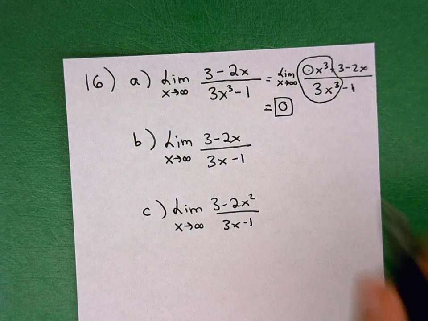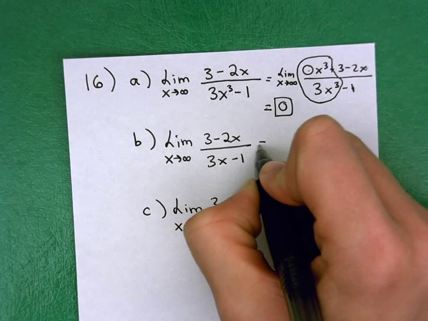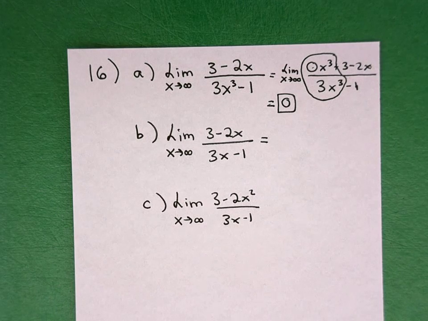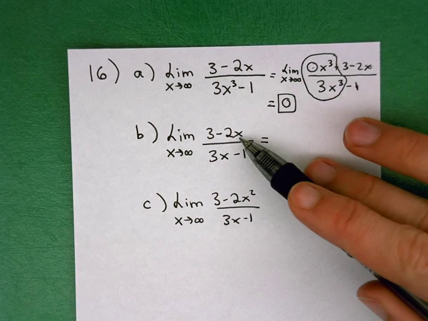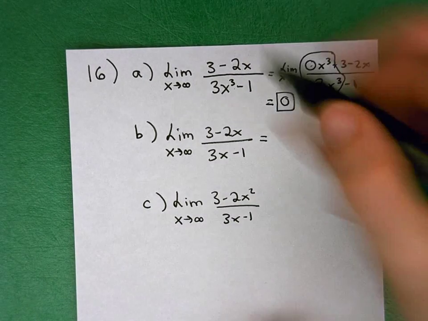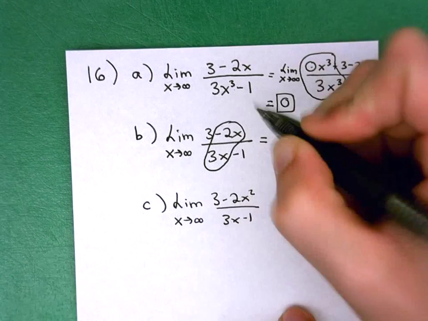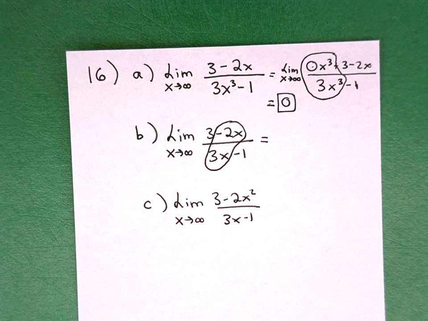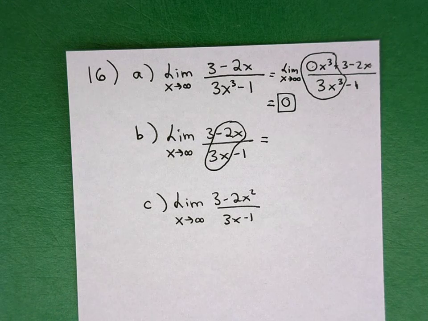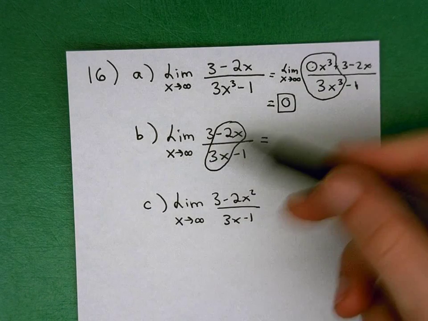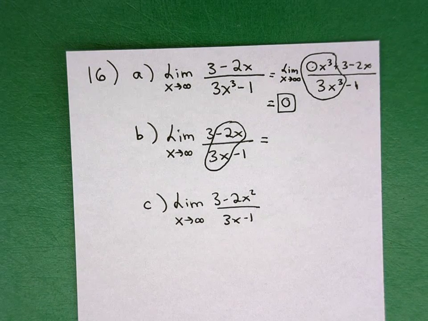Okay, let's take a look at another one here. We have the limit as x approaches infinity of 3 minus 2x over 3x minus 1. My highest power in this case is going to be the 1 power, or the x, right? x to the 1, so the 1 power. And in this case, both our numerator and our denominator have that power. So there's no 0 to take into consideration with this particular problem, not like there was up here, the 0x cubed. There's no 0 here. We've already got our highest powers both in the numerator and the denominator.